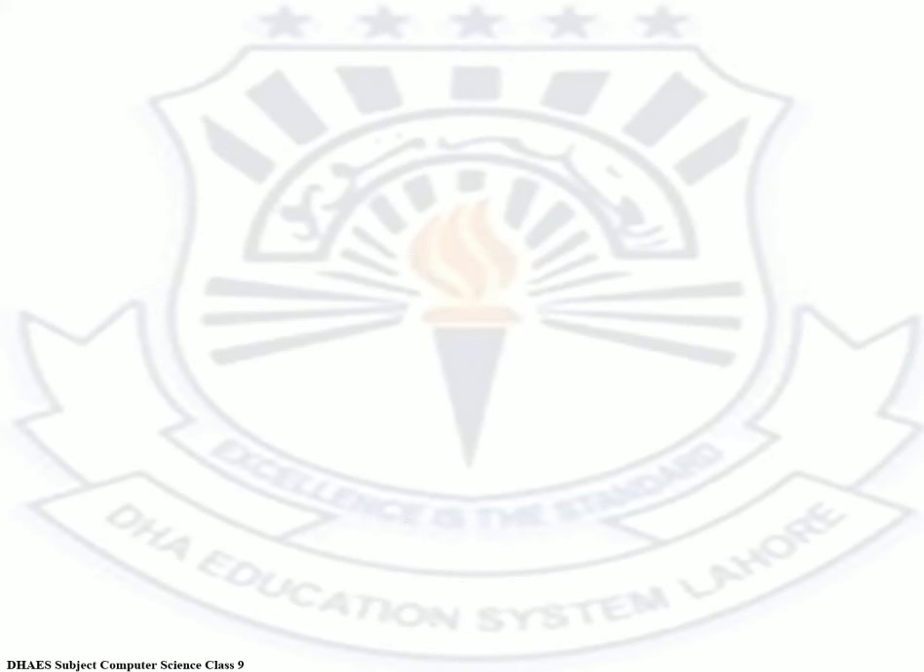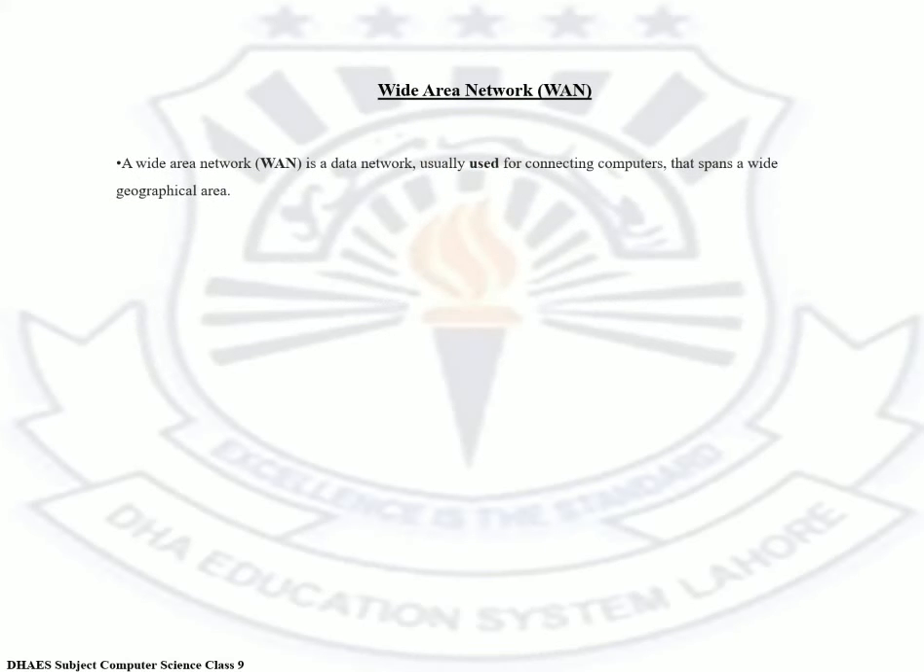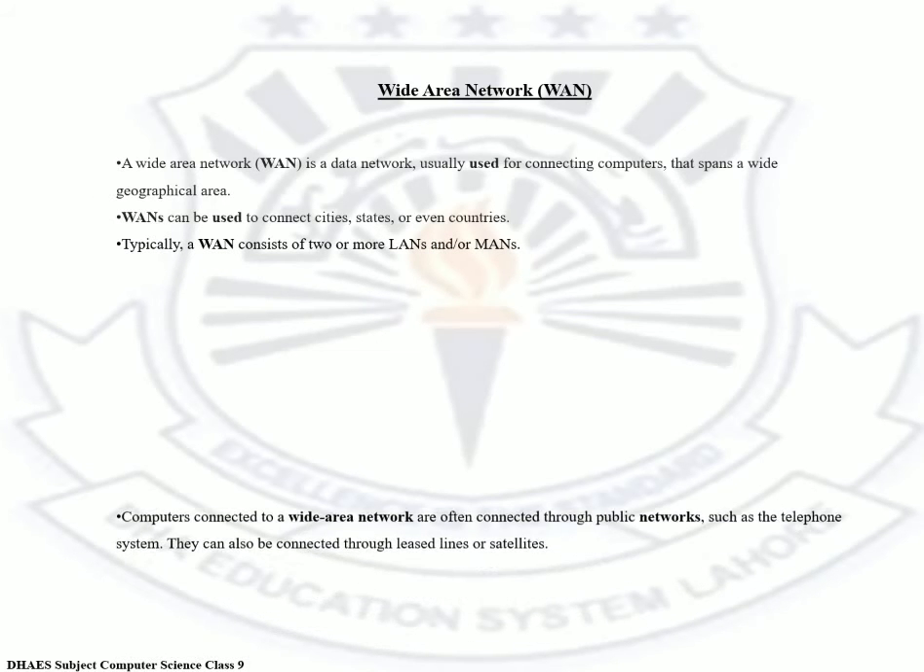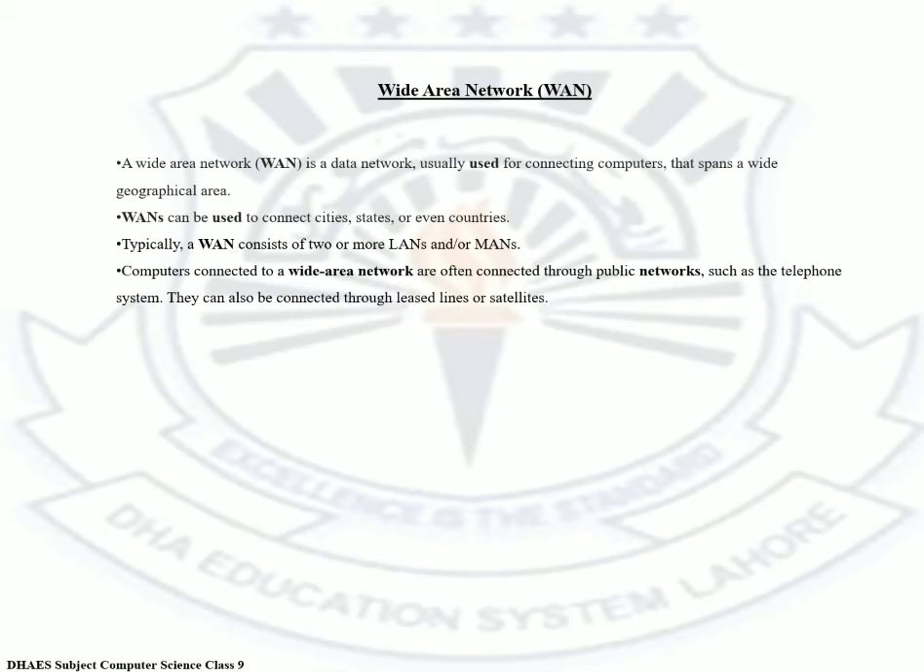Wide area network, WAN. A wide area network, WAN, is a data network usually used for connecting computers that spans a wide geographical area. WANs can be used to connect cities, states, or even countries. Typically, a WAN consists of two or more LANs and/or MANs. Computers connected to a wide area network are often connected through public networks such as the telephone system. They can also be connected through leased lines or satellites.